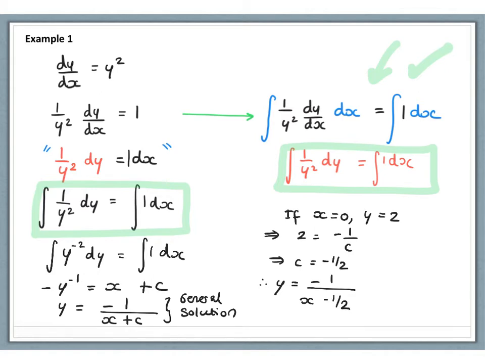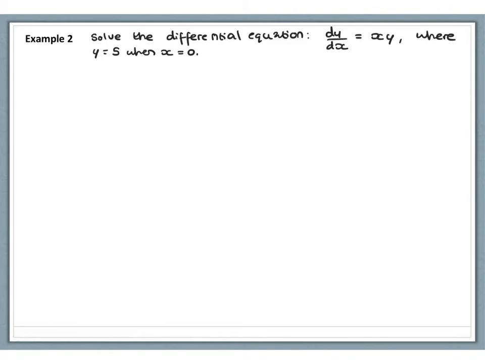You're sometimes asked to present answers in a particular way. I'm going to multiply the numerator and the denominator of this result by negative 2, which gives me y equals 2 over 1 subtract 2x, and there is my final answer. So let's have a look at a second example.